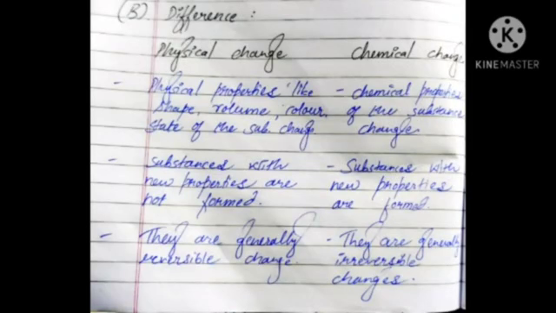Second point, in physical change, substances with new properties are not formed. In chemical change, substances with new properties are formed. Last point, physical changes are generally reversible. In chemical change, there are generally irreversible changes.